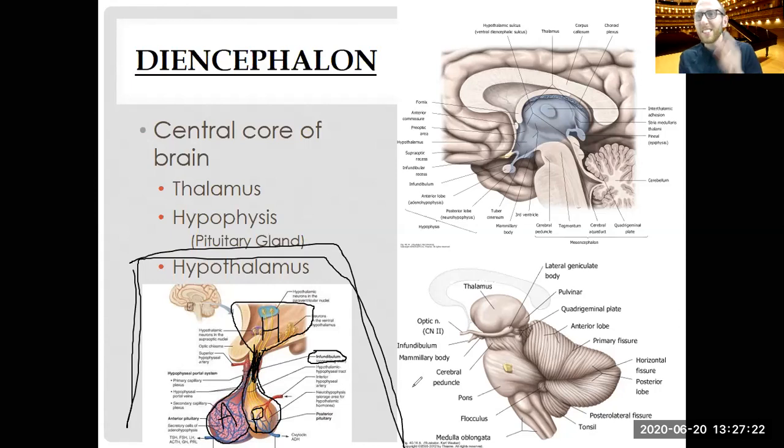Anterior pituitary is technically not part of the brain. Oftentimes we kind of put it together, but as you can see, it's latched on to the posterior, but the posterior is what comes from the actual brain itself.